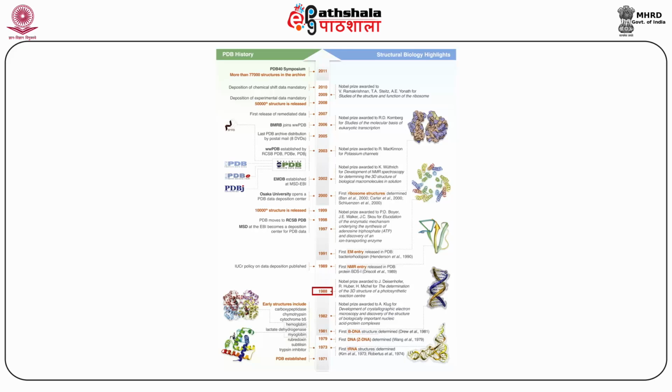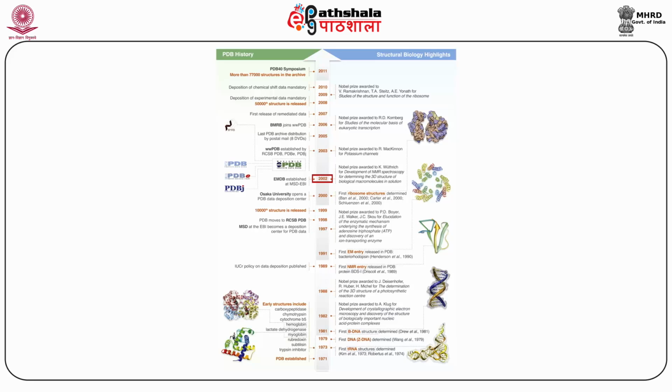In 1988, Deisenhofer, Huber, and Michel determined the three-dimensional structure of a photosynthetic reaction center, and the first NMR entry to be deposited in PDB was in the year 1989. The first EM entry was made in 1991. In the year 1997, Boyer, Walker, and Skou received the Nobel Prize for their studies on the enzymatic mechanism that underlies the synthesis of adenosine triphosphate and the discovery of an ion-transporting enzyme. The first ribosome structure was deposited in the year 2000.